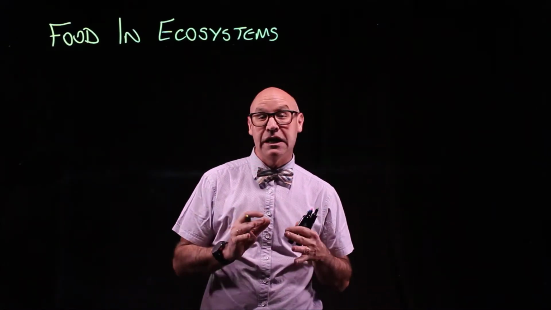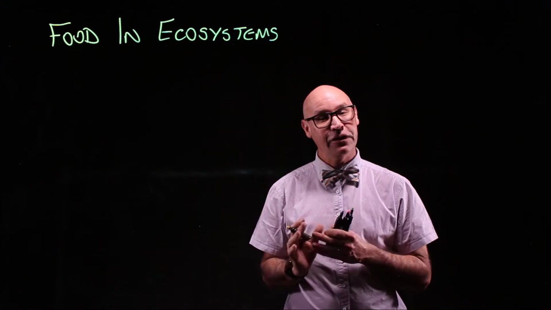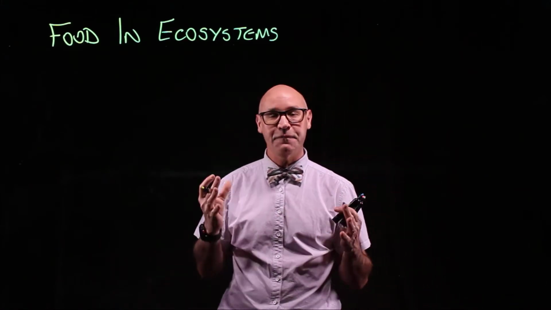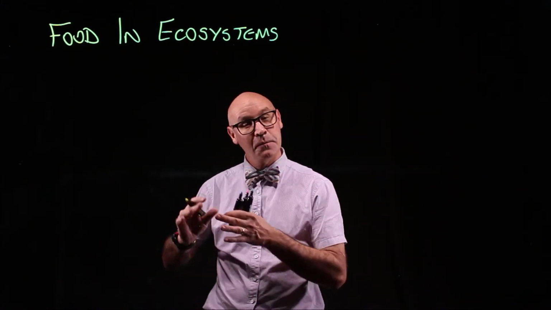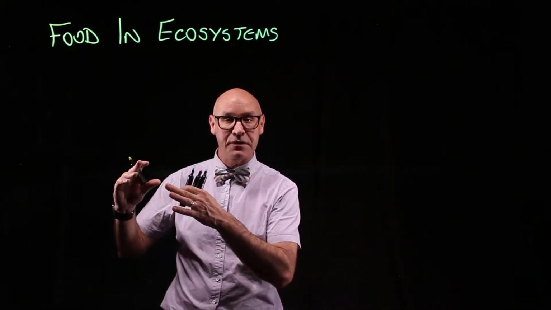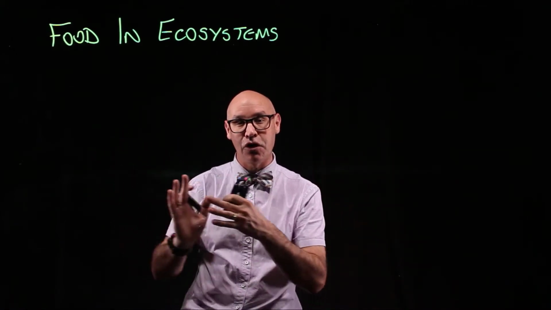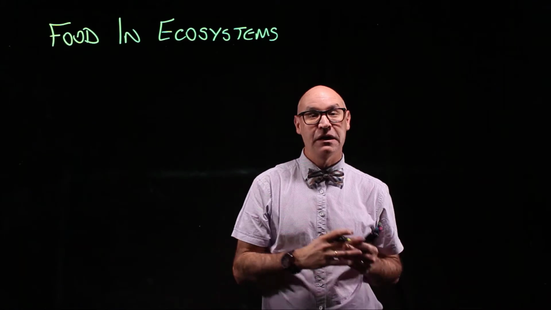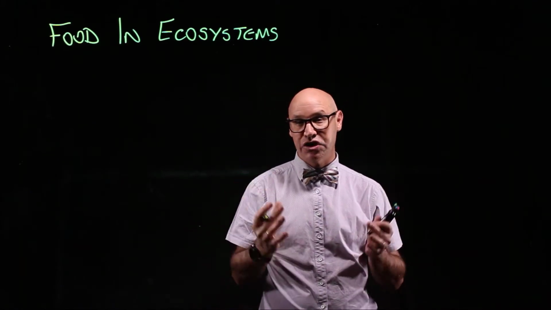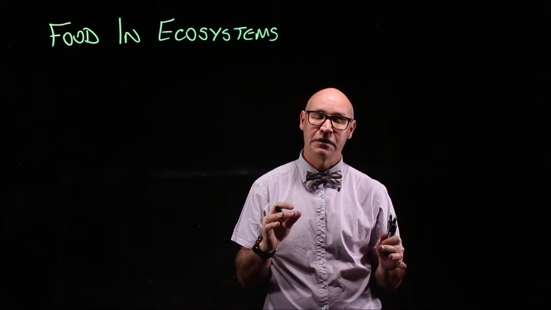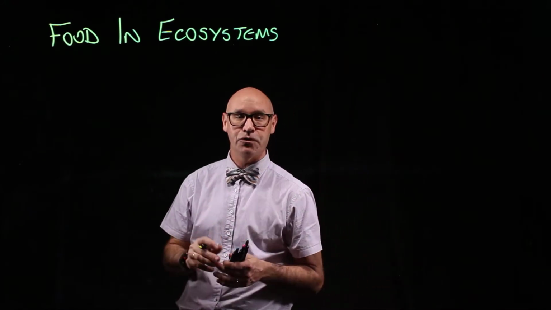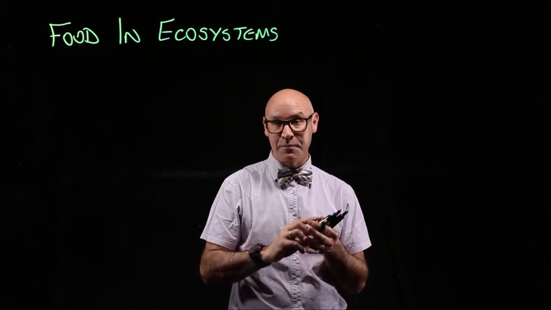All of the energy in the organisms of an ecosystem originally came from the sun. I want to show you how we can represent how the energy flows through an ecosystem in two ways: a food chain and a food web. Let's start with a simple food chain, and we'll do an example.